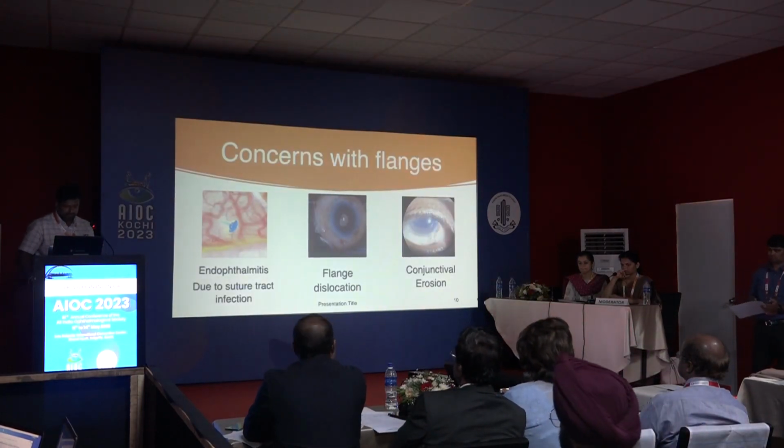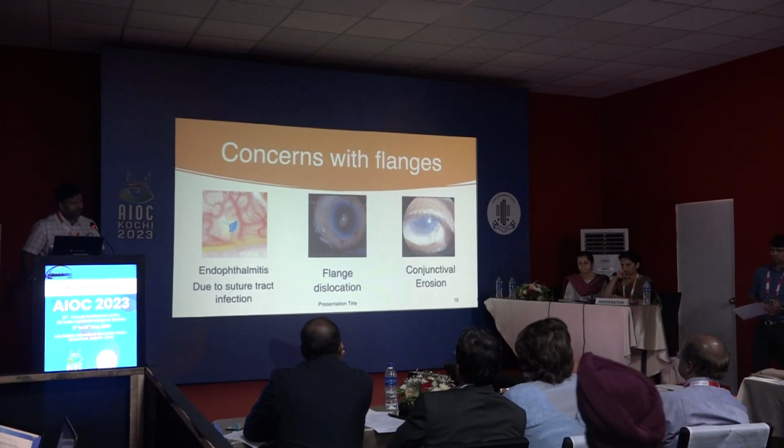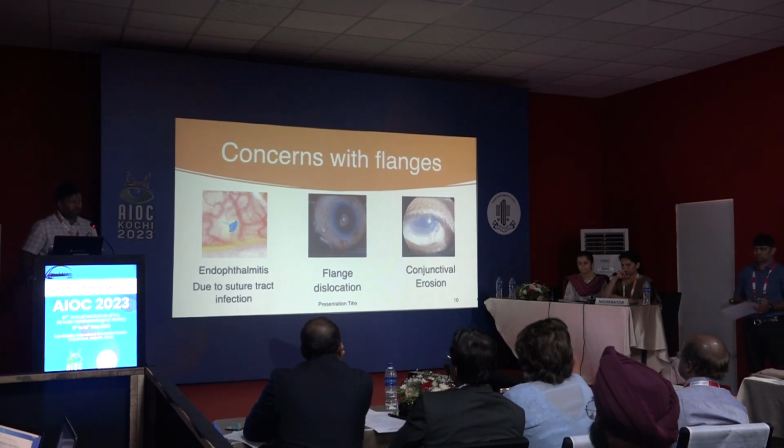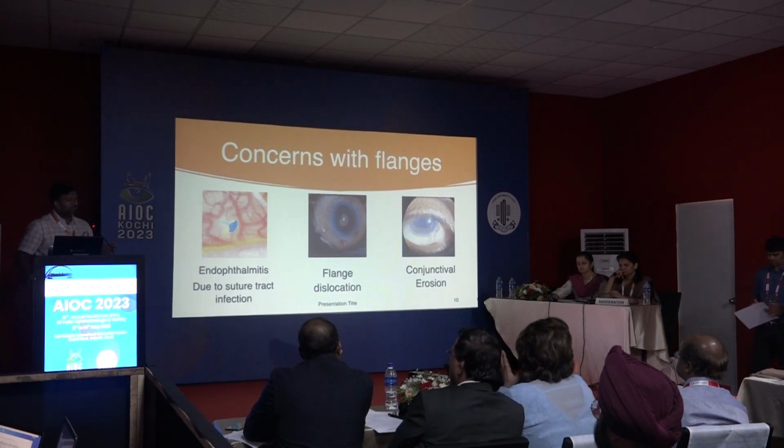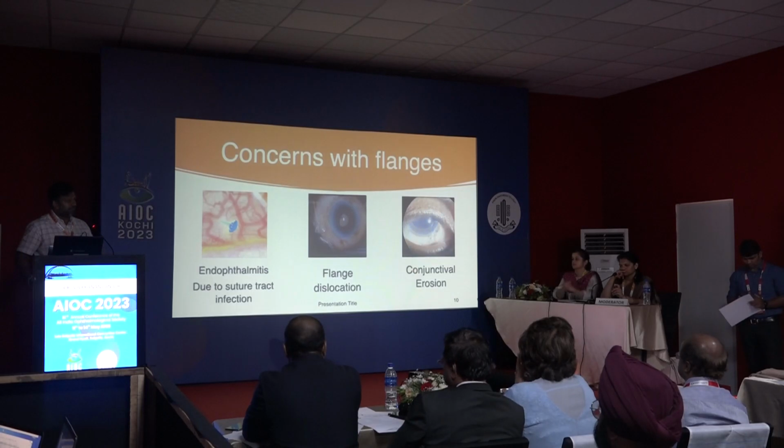The concerns with flanges are, first, there are so many reports and articles on endophthalmitis due to suture tract infection, because the sclerotomy is directly through the conjunctiva and sclera. The second is flange dislocation, because the sclerotomy is large. And then conjunctival erosion, because the flange is too large. To plug a large sclerotomy, we have to flange a lot of suture, so it is much thicker and it can cause conjunctival erosion.